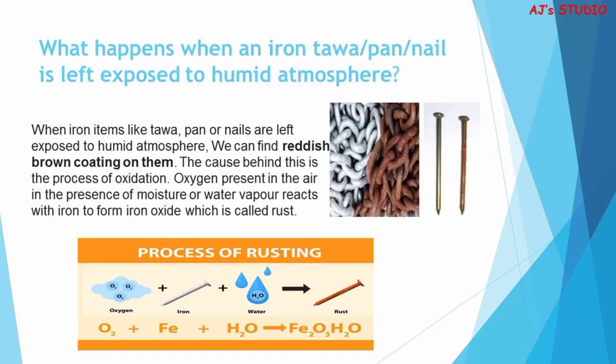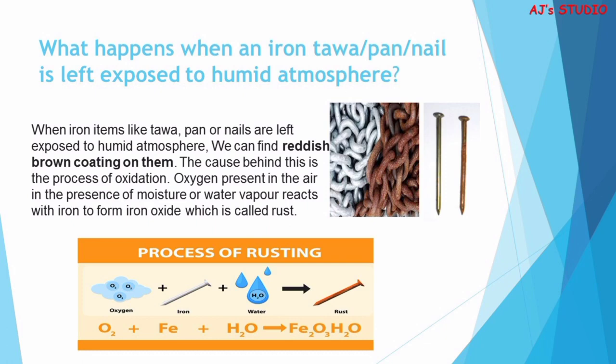Now let's move to the second question, that is, what happens when an iron tawa or iron pan or an iron nail is left exposed to humid atmosphere? Dear children, you might have learned this in class 9 that when an iron tawa or iron pan or iron nail is exposed to humid conditions, its color changes. That is, it changes from silver to reddish brown color. This happens because of an oxidation reaction, and this process we call rusting.